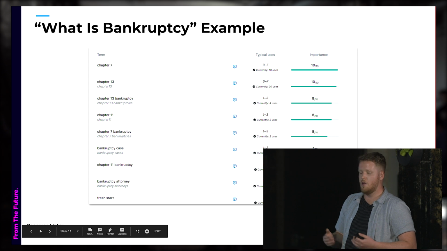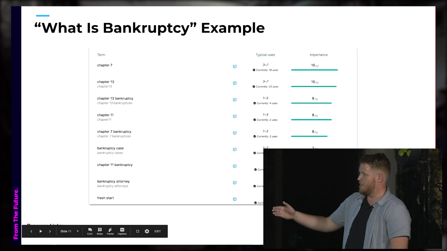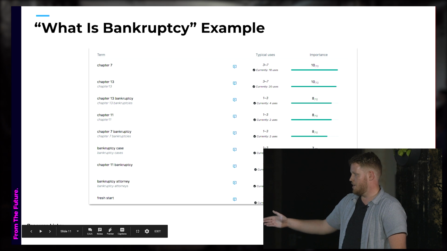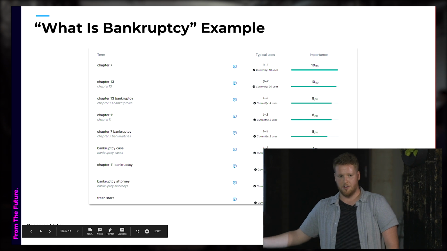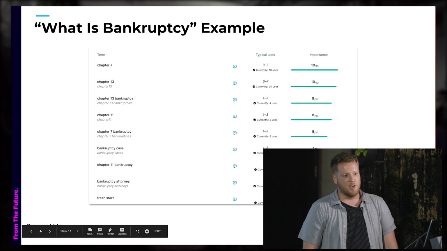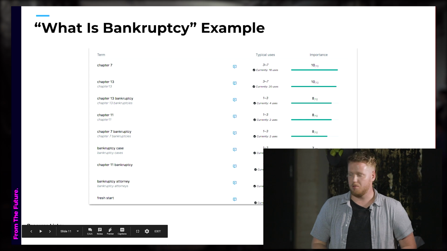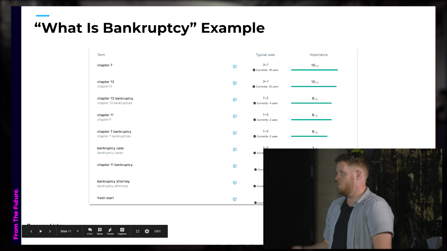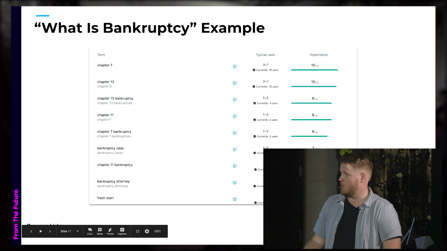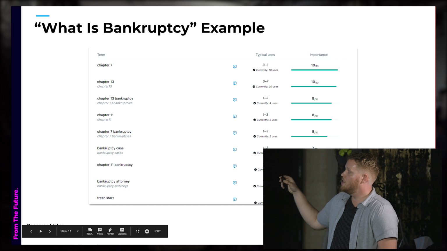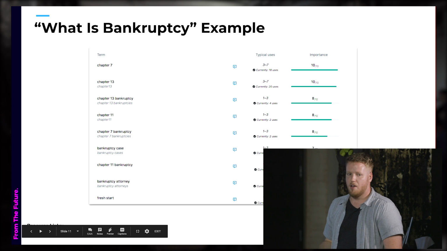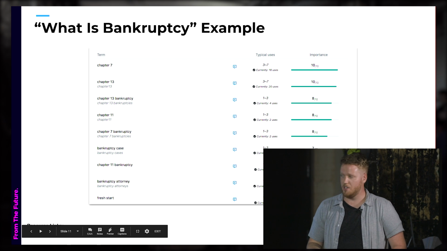So if you think about what is bankruptcy, you have chapter 7, chapter 13, things like bankruptcy case, like law-related terms. So it gives you an indication of what needs to be on that what is bankruptcy page. So if you're writing a page about what is bankruptcy, you better be touching on at least Chapter 7, Chapter 13, Chapter 11, and kind of having a lawyer slant to it.